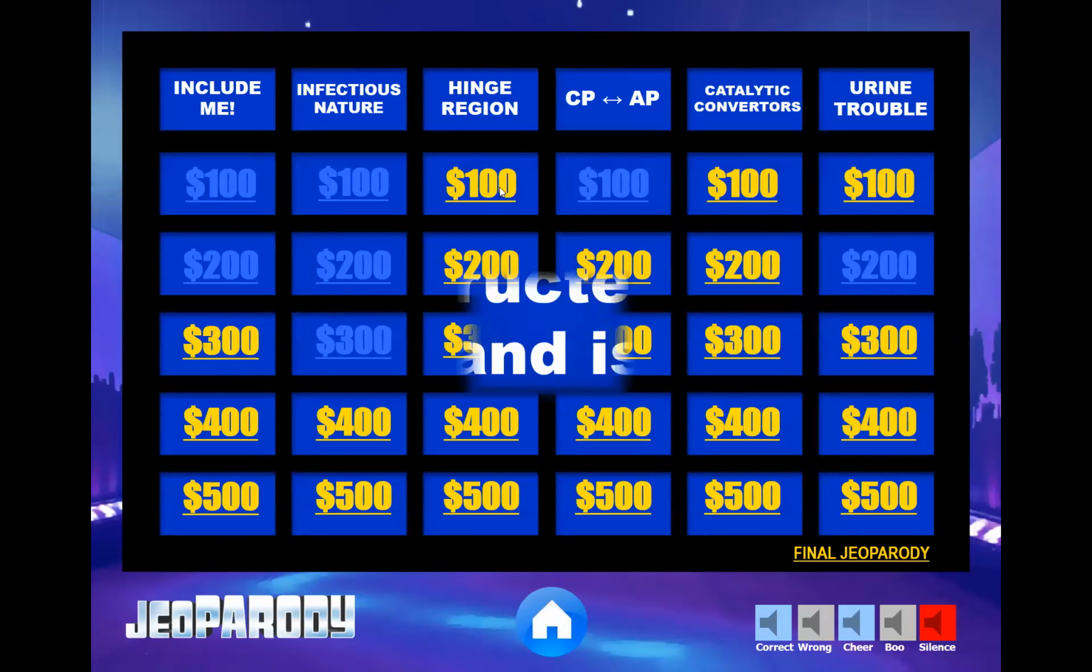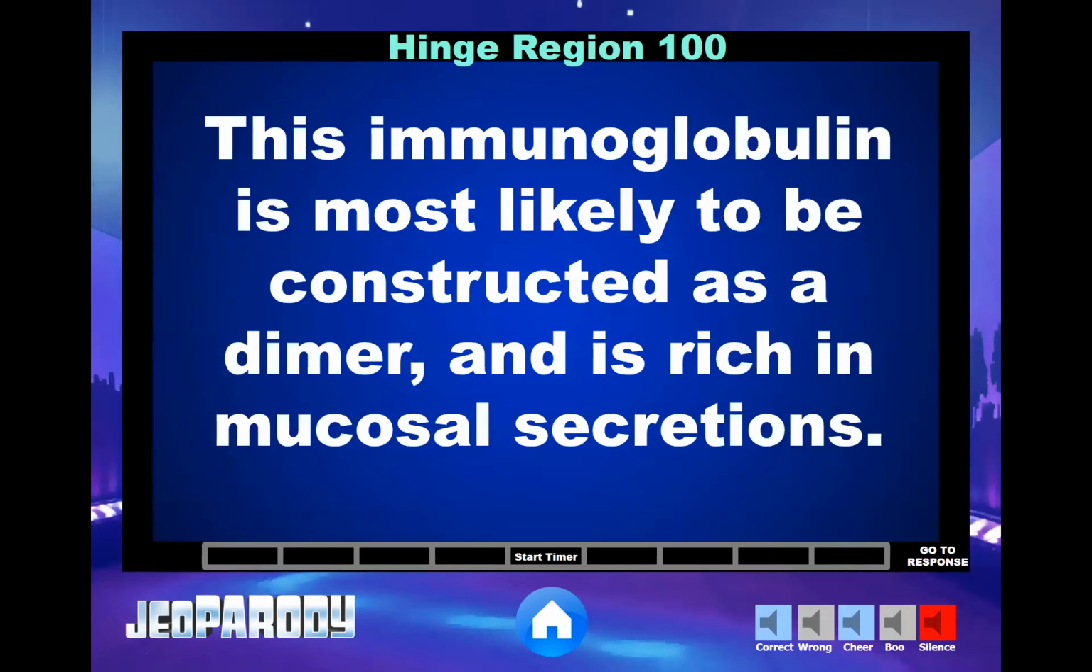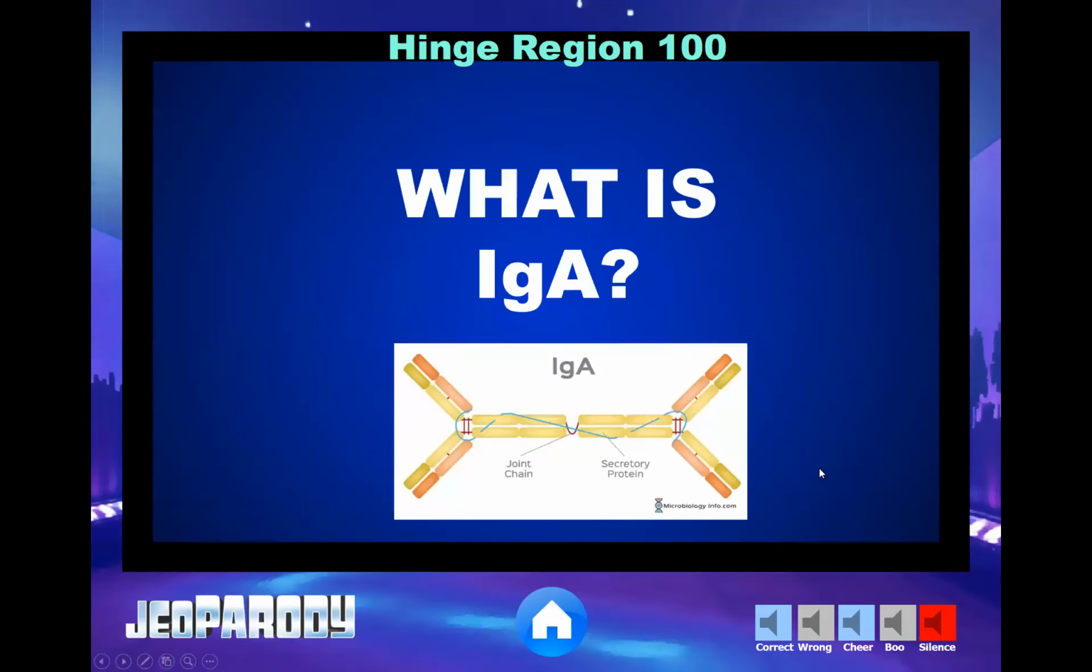This answer is, this immunoglobulin is most likely to be constructed as a dimer and is rich in mucosal secretions. Okay, good recollection there. Oloasamiglo, you are correct, IgA. So here is that dimer. So we've got two sets of heavy chains and two sets of light chains connected with a joint chain, keeping this dimer together. And in many cases, you'll find a secretory component.